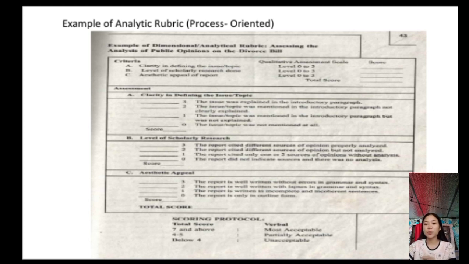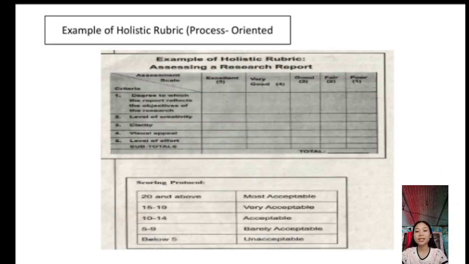So next we have an example of a holistic rubric, process-oriented. An example of a holistic rubric, assessing a research report. We have here 5 criteria: first, the degree to which the report reflects the objectives of the research, level of creativity, clarity, visual appeal, and level of effort.